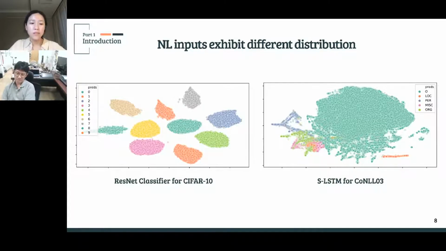We can clearly see that each class of ResNet, on the left side, is unimodal and distant from the others. But on the other hand, ATs from the LSTM are in a multimodal distribution. Just in case, I would like to clarify the term: multimodal is used to refer to distributions with more than one mode, and it does not mean multiple data domains.